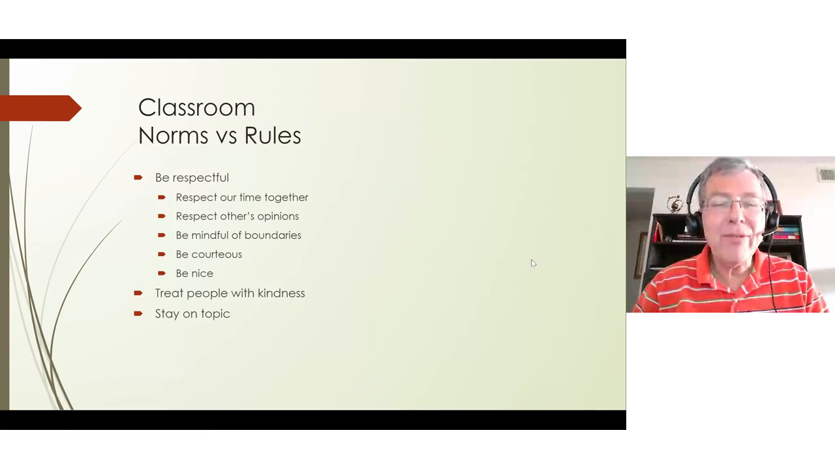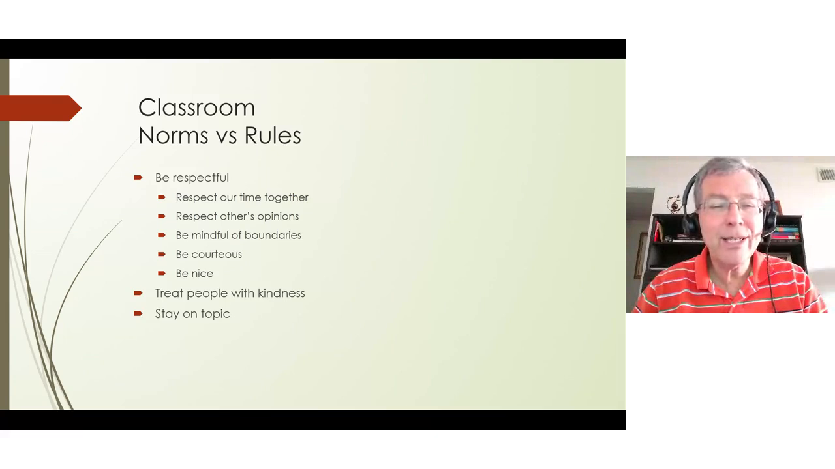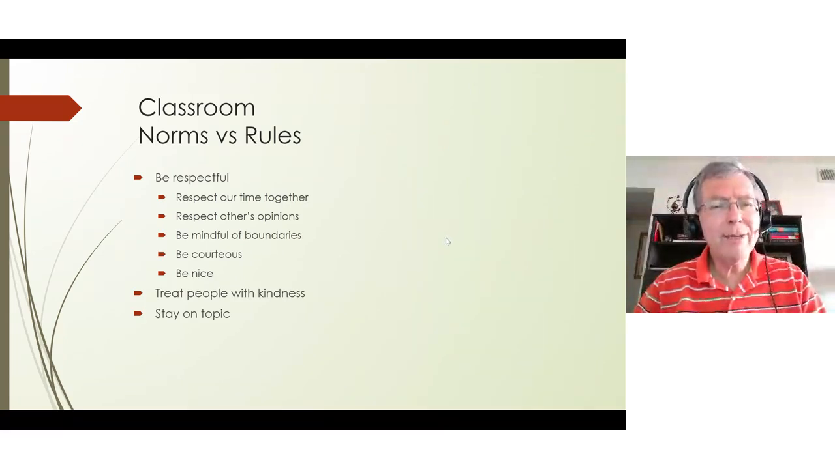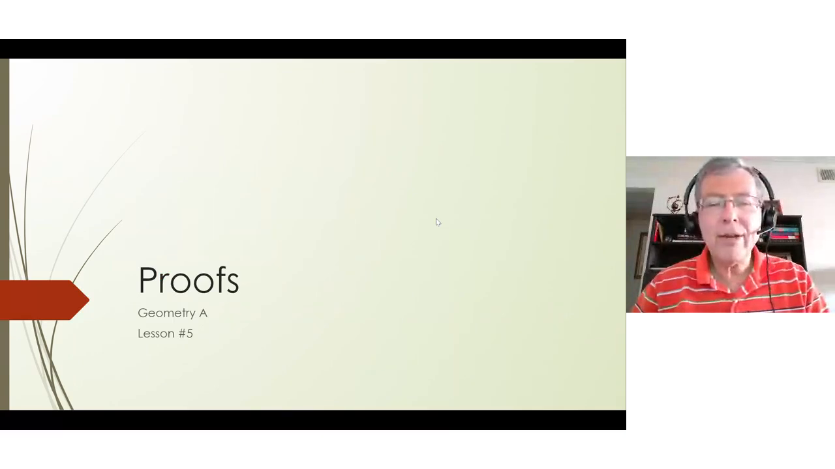If you were here, we do have our norms: be respectful, respect time, respect opinions, be mindful of boundaries, be courteous and curious, be nice, treat people with kindness, and stay on topic. Hopefully it'll be interesting because I'm going to try to make it that way, where you just see things a little bit differently. And here we are talking about proofs in Geometry A, Lesson 5.